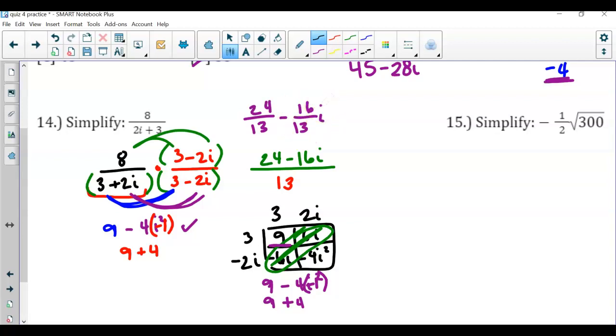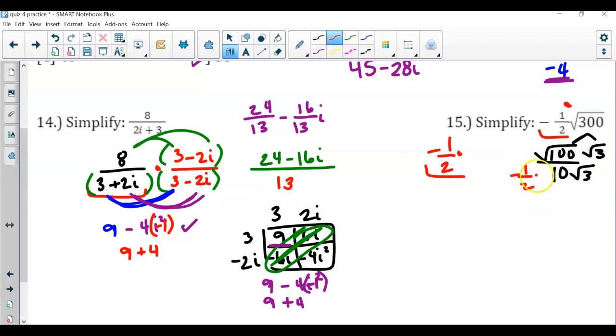Then last is question number 15. Here, notice we are multiplying our final answer by negative 1/2. So I'm going to move that negative 1/2 value to the side so we don't forget to multiply. Now we're just taking the square root of 300. Do we need i in our final answer? No. So I'm just going to break this apart. I can write this as the square root of 100 times the square root of 3. So this is 10 radical 3, because the square root of 100 is 10. Don't forget, though, we are multiplying that by negative 1/2. So negative 1/2 times 10 is negative 5. So negative 5 radical 3.